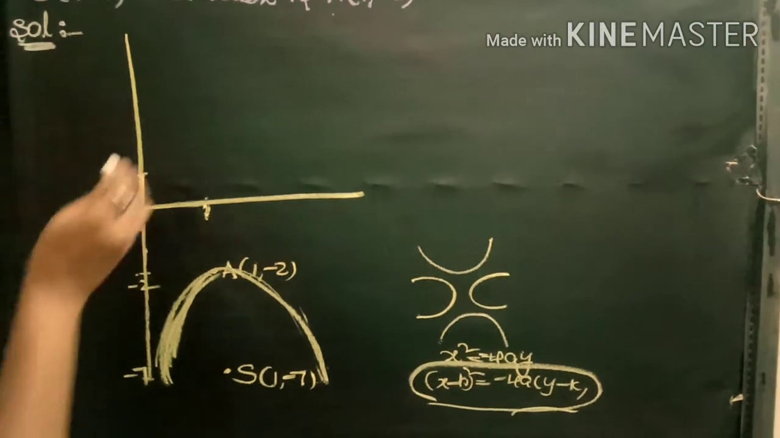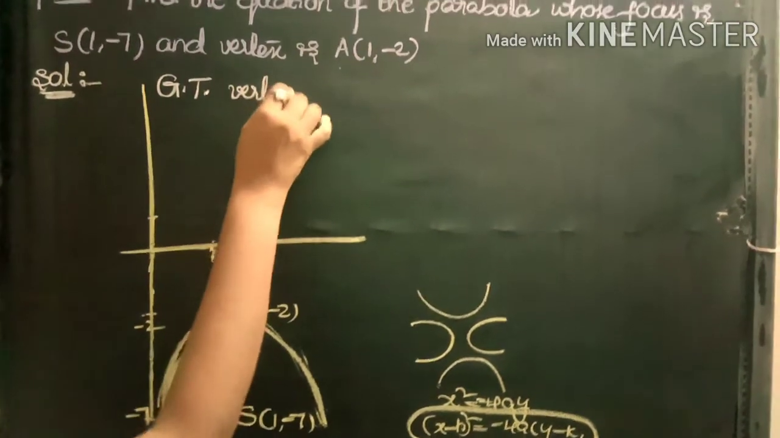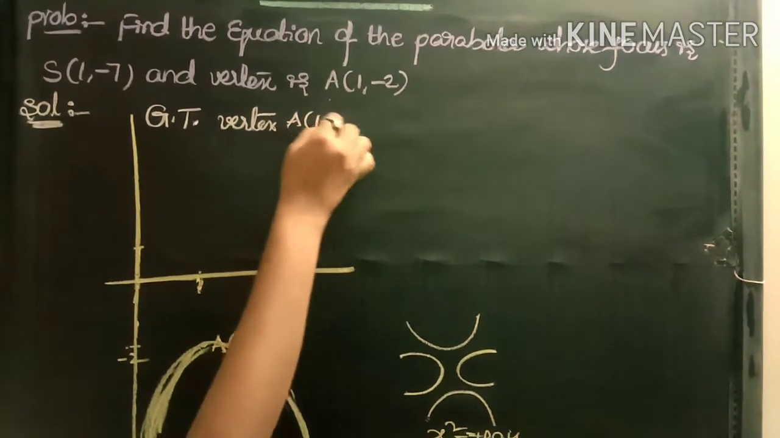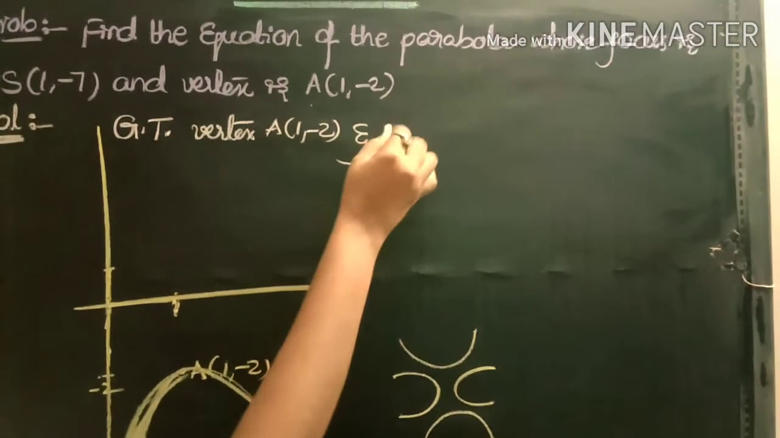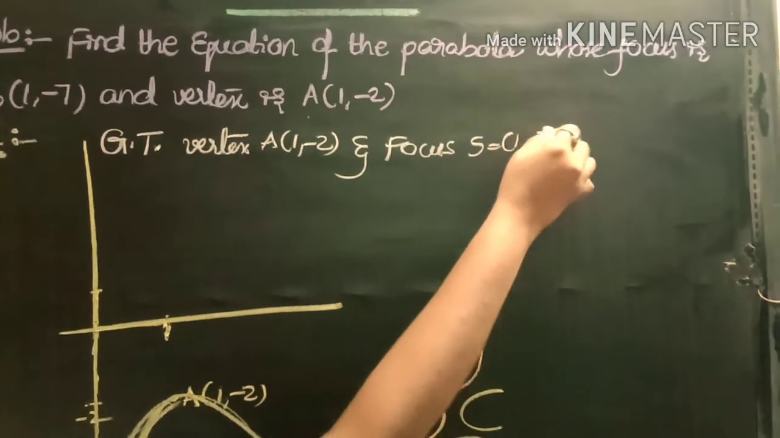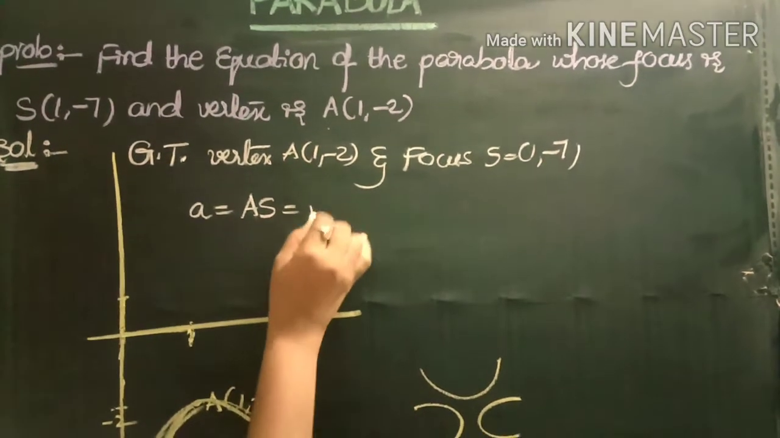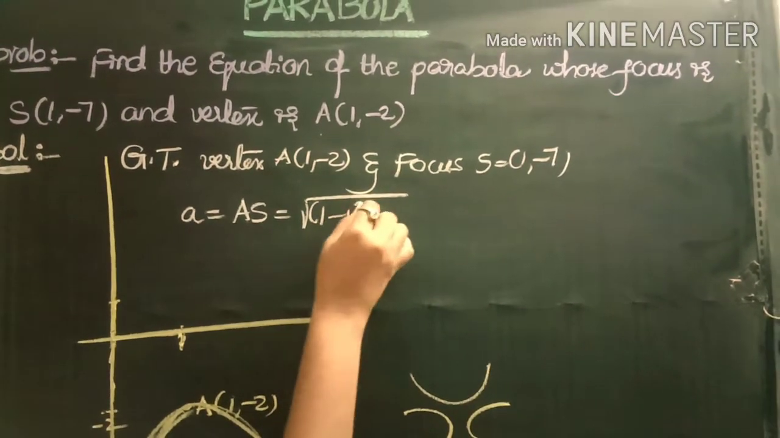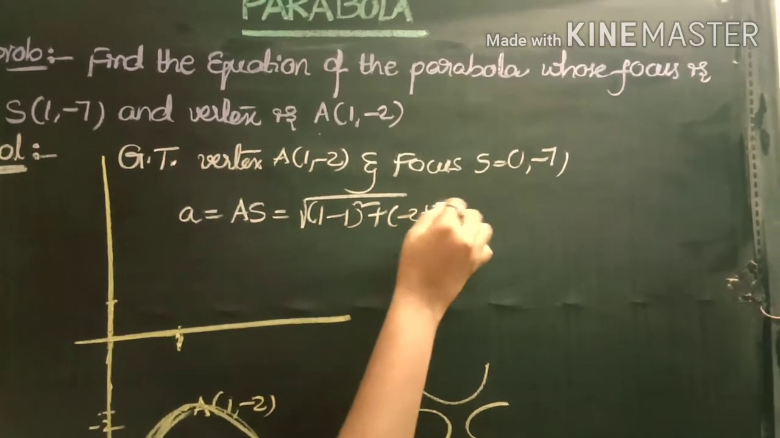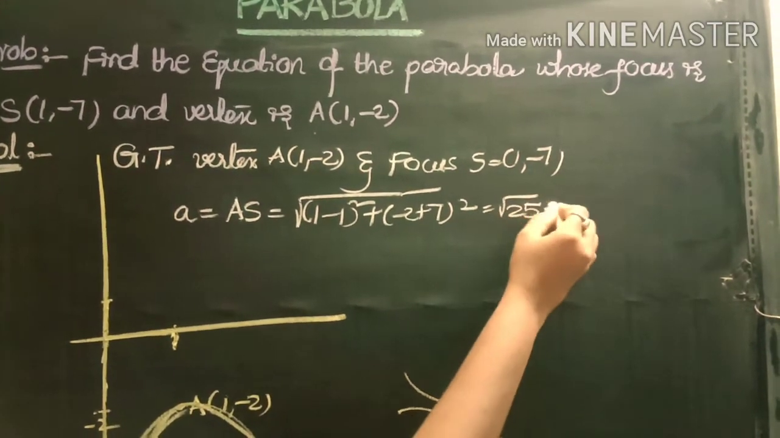So given that vertex A is equal to (1, -2) and focus S is equal to (1, -7). And small a is nothing but the distance between the points A and S. That is the square root of (1 minus 1) whole square plus (-2 plus 7) whole square, which is equal to root 25. Root 25 equals 5.